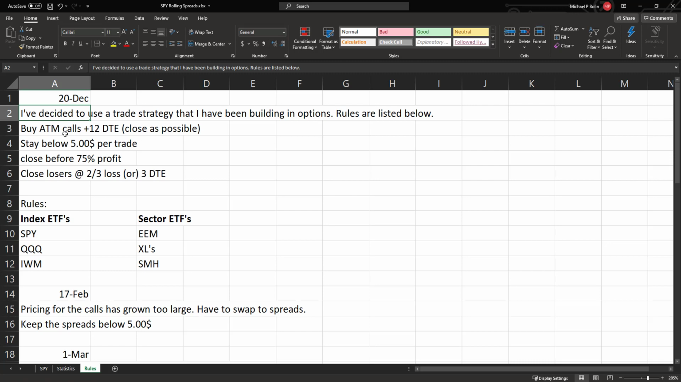So since I'm buying calls, the amount of money that I can lose in the trade is how much I paid for the trade. Okay? If I bought a call for 94 cents, I can't lose more than 94 cents. The target for this strategy is SPY, QQQ, IWM, any of the XLs, so XLF, XLY, XLE, XLI, so any of the XLs, the emerging markets, and semiconductor ETFs.